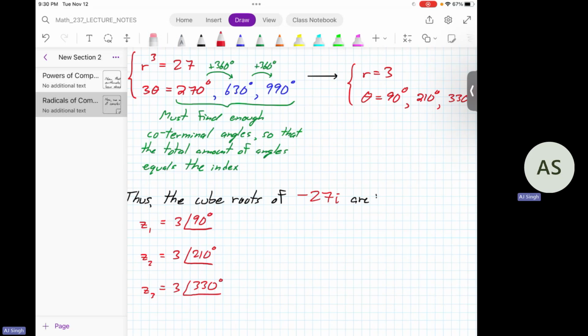Technically, these are the answers, but we have to convert them to rectangular form. And we know how to do that, right? We use cosine and sine. 3 times cos 90 plus i times sine 90, and then cos 210.